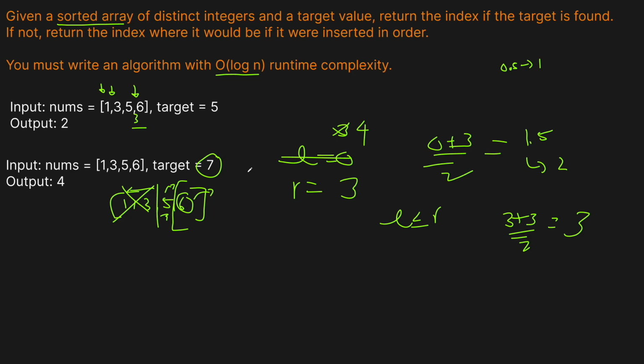And now we go through the while loop again. But remember, the while loop is while left is less than or equal to right, and obviously 4 is greater than 3. So we actually break here. And all we need to do is simply return the left pointer, because now the left pointer will be the value that we want to return, which is that index 4. So in the case that we break out of our while loop, we just want to return the left pointer and we're good to go.